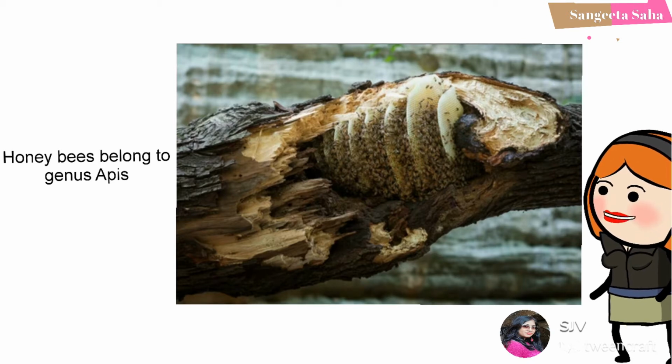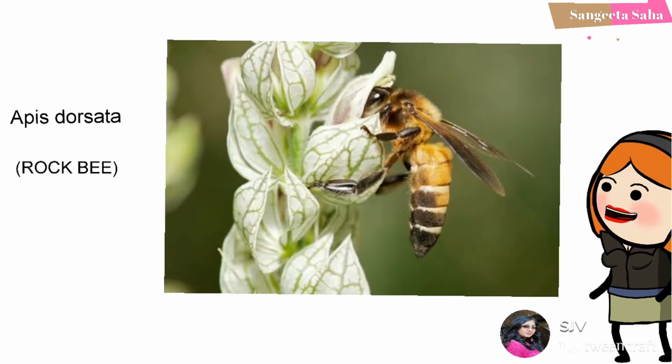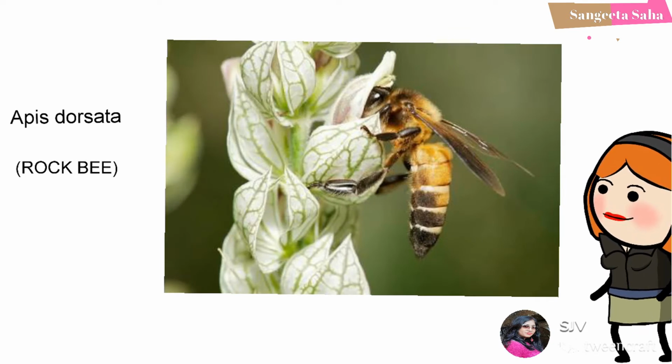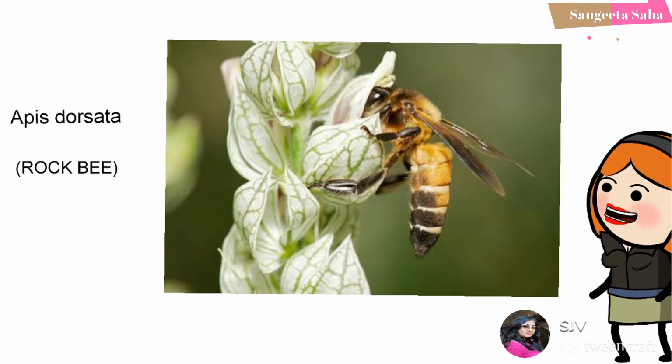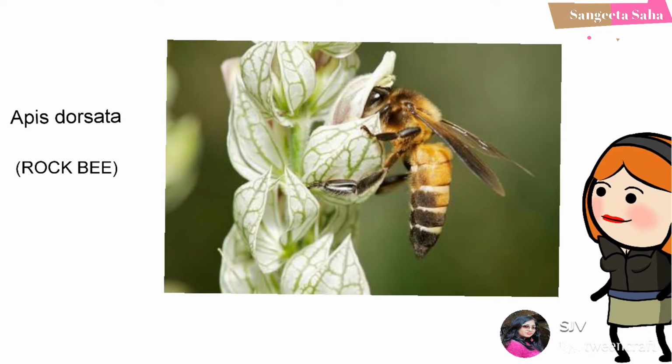So let's get started. This is the picture of a rock bee. The scientific name of rock bee is Apis dorsata. It is also known as Himalayan honeybee or giant honeybee. These bees are found all over India in sub-mountainous regions.